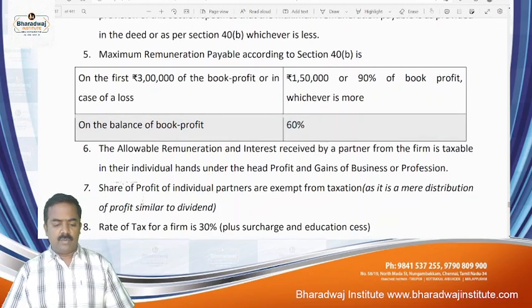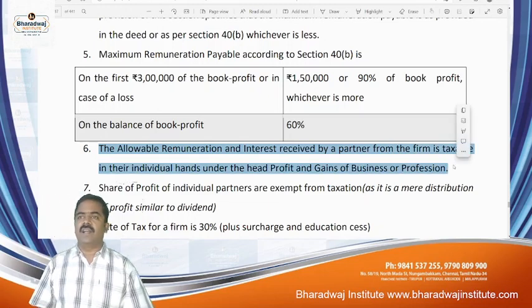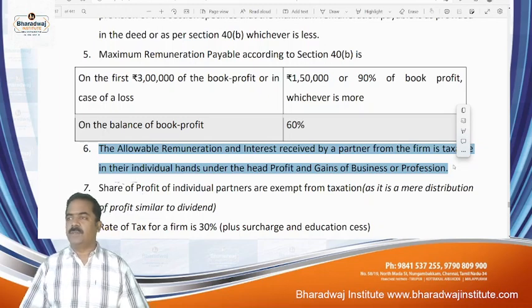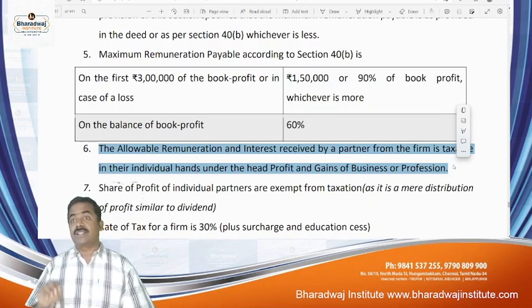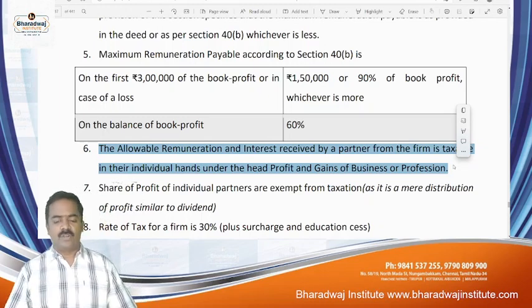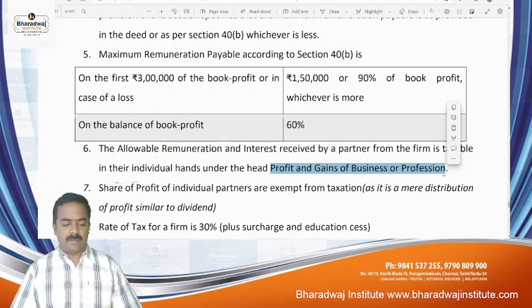60%. The allowable remuneration and interest received by the partner is taxable under which chapter? We learnt while learning salary income itself. Salary paid to the partner, is it salary income? There is no employer-employee relationship. It will be taxable under what? PGBB. Same way, interest earned from the firm as a partner also will be taxable under what? PGBB chapter in the partner's hand.